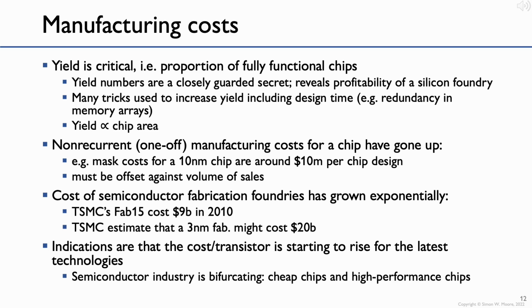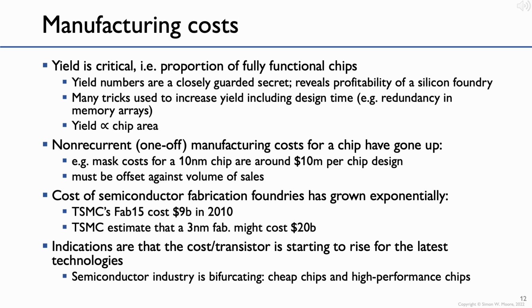We also have other non-recurrent, so one-off manufacturing costs when you're actually designing a chip, and they've generally gone up as the feature size has gone down. Critical to those is mask costs. Masks are used to basically, if you like, pattern the various layers on the chip in almost like a printing process. So the mask costs for something like a 10 nanometer chip are around $10 million per chip design. And you've got to offset that against the volume of chip sales.